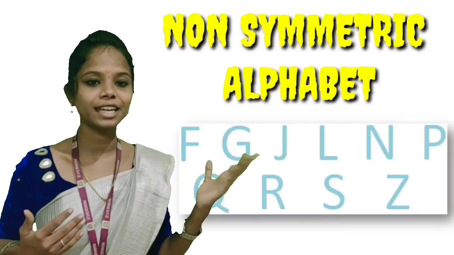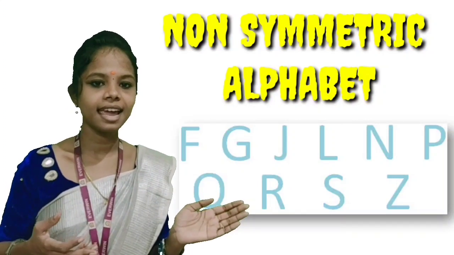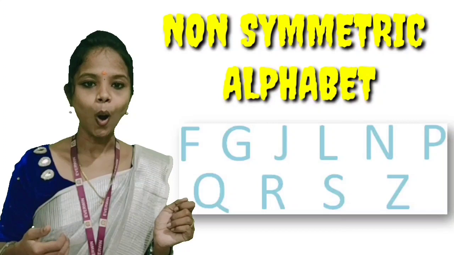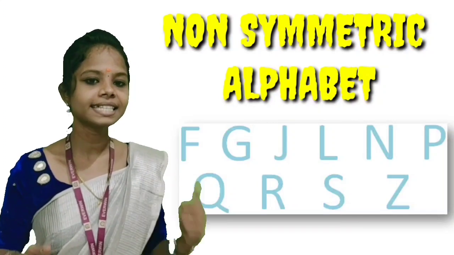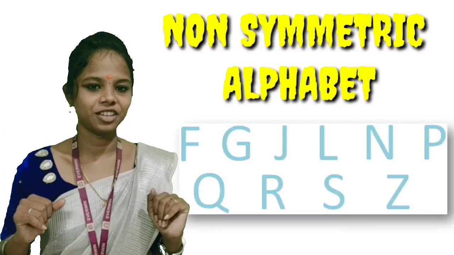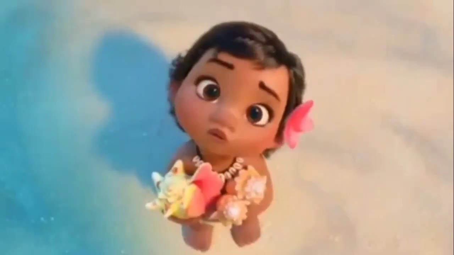Yes, the following letters are non-symmetric. They do not have a line of symmetry. What are they? F, G, J, L, N, P, Q, R, S and Z. So these are all called non-symmetrical. So the remaining letters are all symmetrical. Yes.